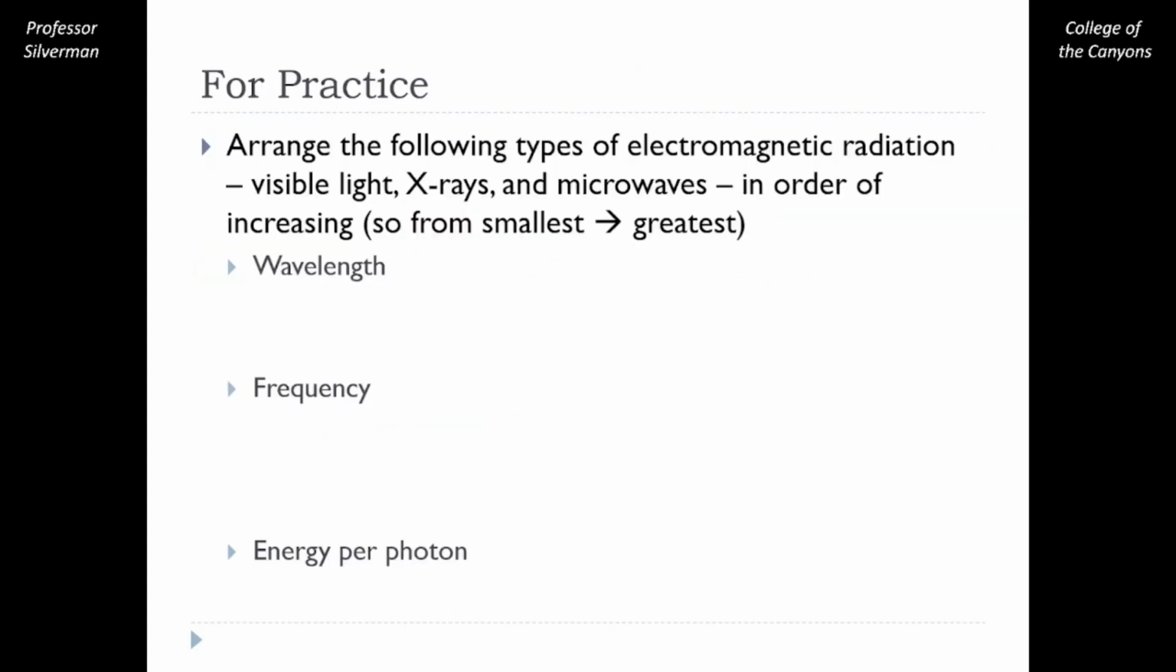We have a quick practice question here. If we're thinking about different types of electromagnetic radiation, can we arrange them in order from smallest to greatest wavelength, frequency, and energy? Take a moment, grab your paper, try to find the best answers that you can.